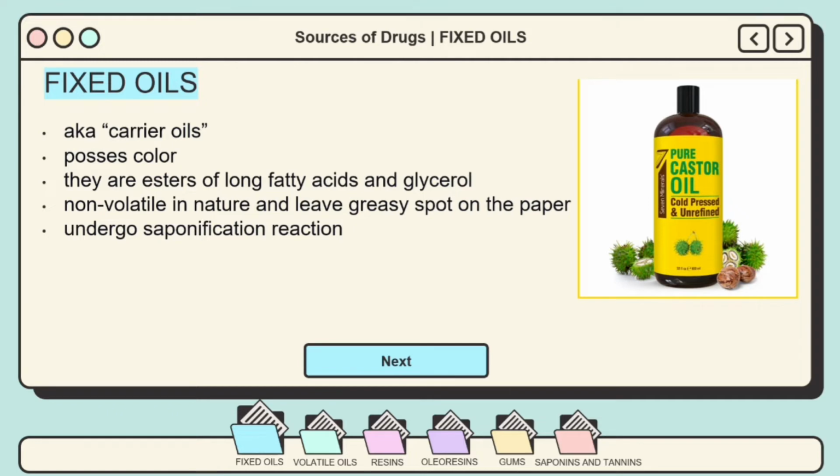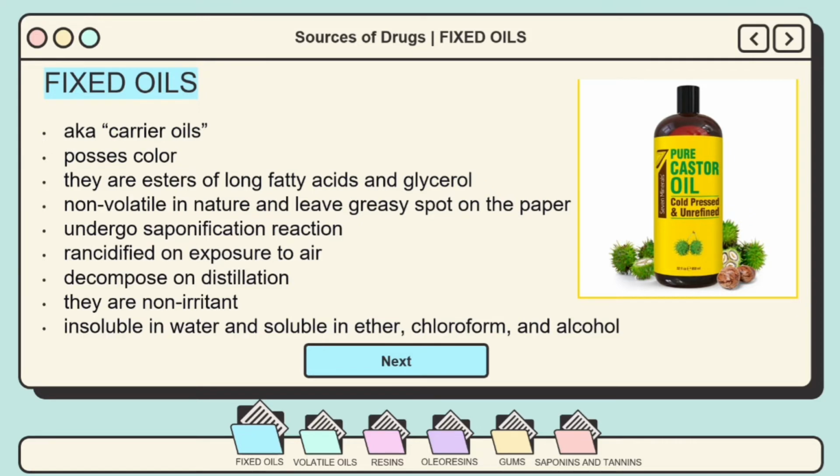Non-volatile means that they do not readily evaporate into gas in existing conditions, thus it is named fixed oil since they remain fixed on the skin. Fixed oil also undergoes saponification reaction. It means that this substance is involved in the process of making soaps.